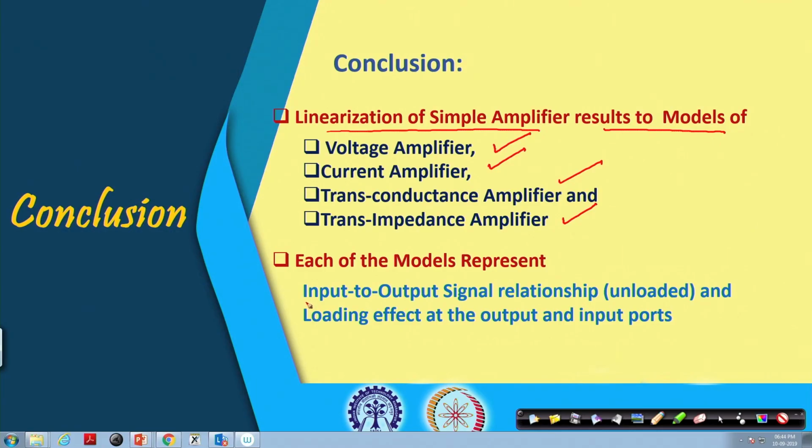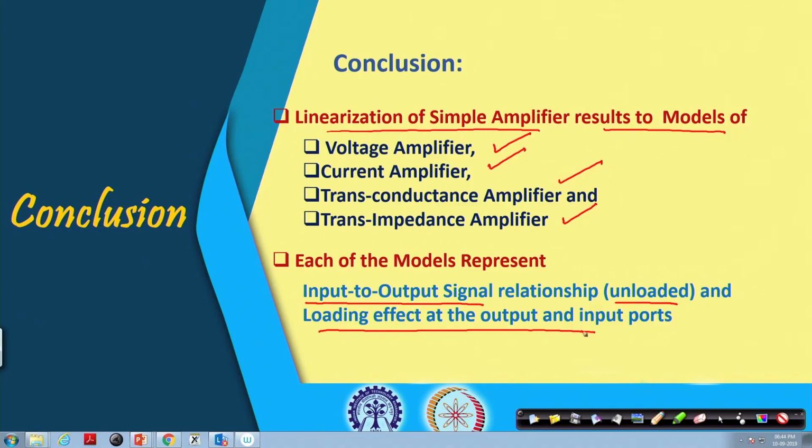Namely, it represents the input to output signal relationship, whether it is voltage gain or current gain or trans-conductance and trans-impedance, particularly in unloaded condition. It also has the other two parameters, namely output resistance and input resistance, or maybe output conductance and so on, to capture the loading effect when you consider a practical circuit. So, I think these models are pretty handy whenever we have a fairly more complex circuit.